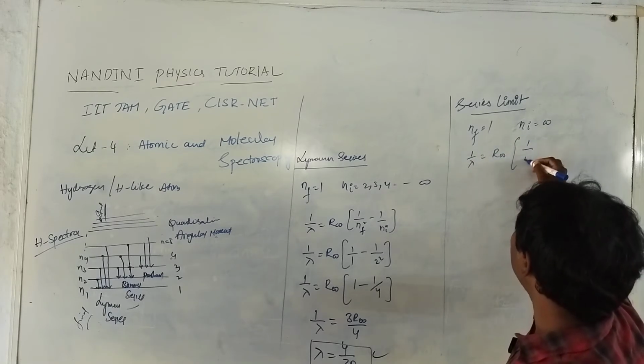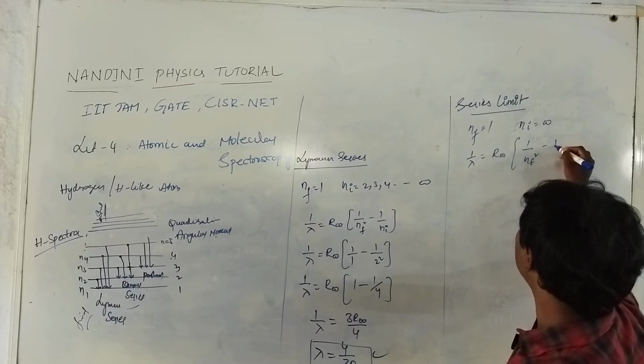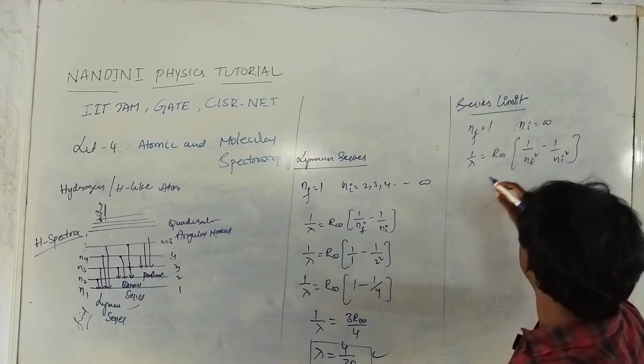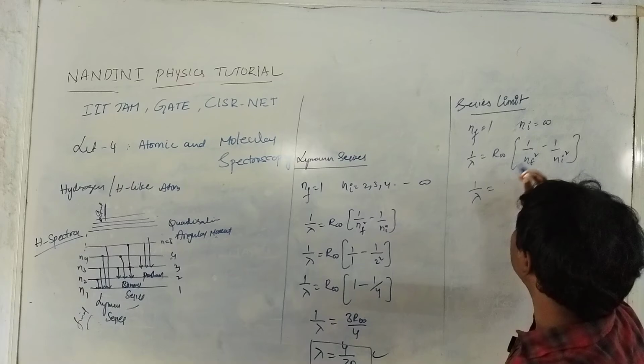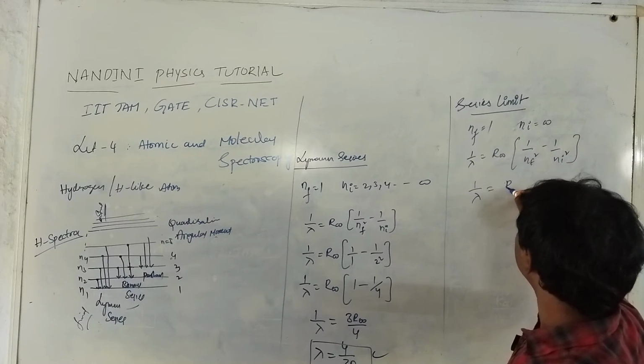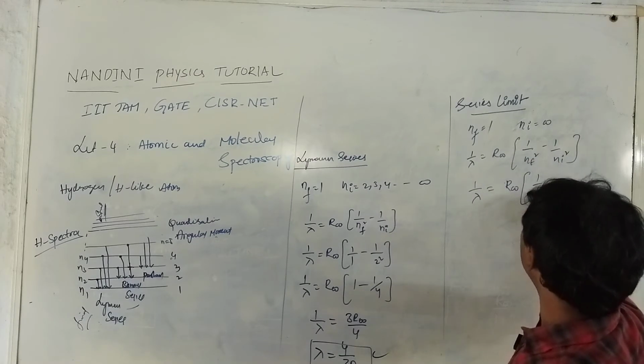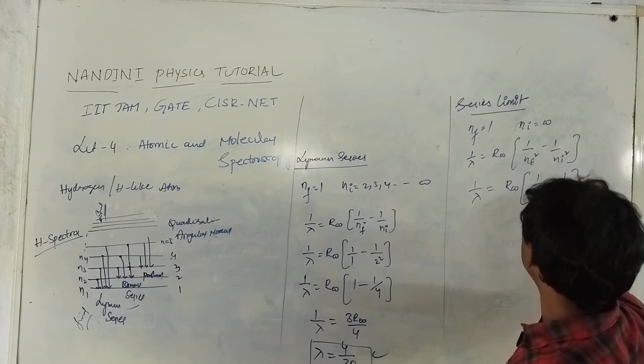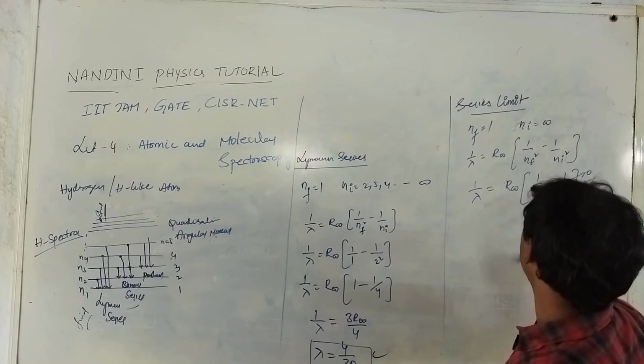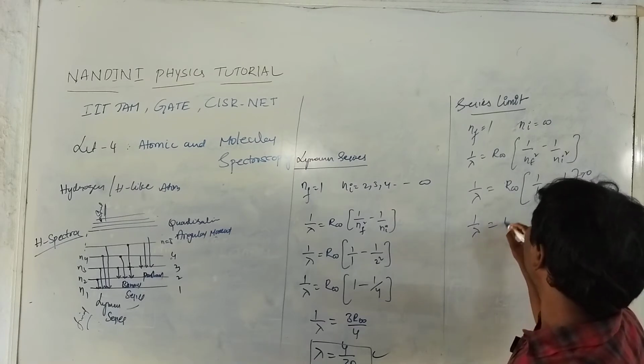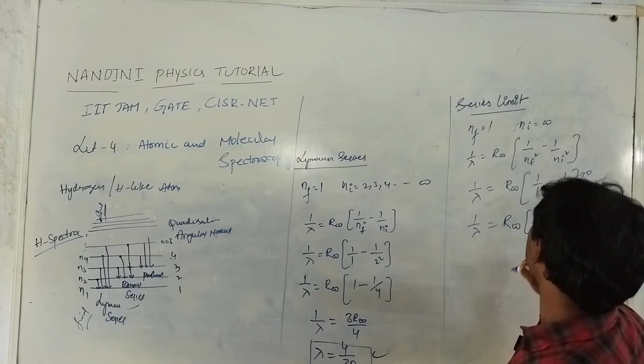Simply substitute 1 by nf square minus 1 by ni square. So this is 1 by lambda into R infinite, into 1 by 1 minus 1 by infinite, which is nothing but 0. So this value is 0. Okay. So 1 by lambda is equal to R infinite into 1.